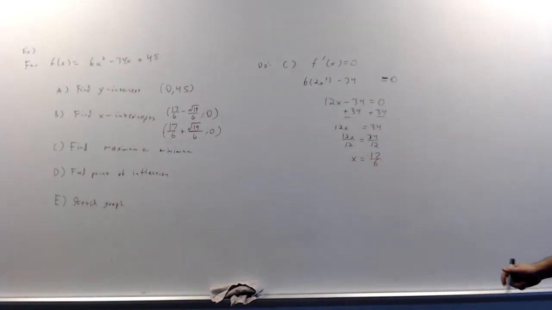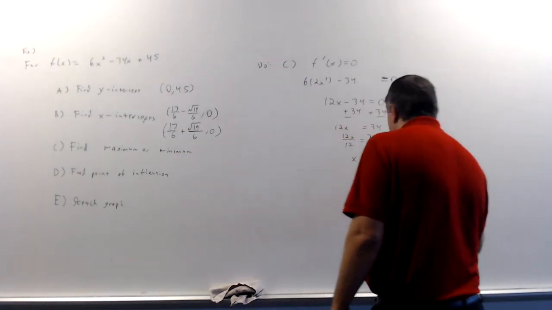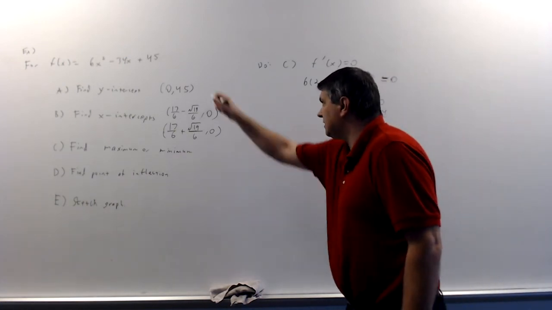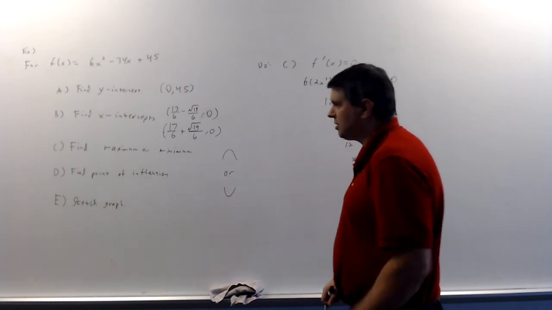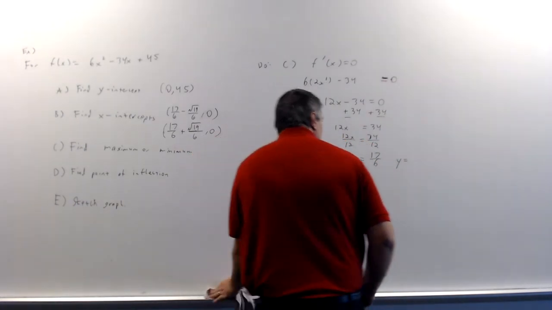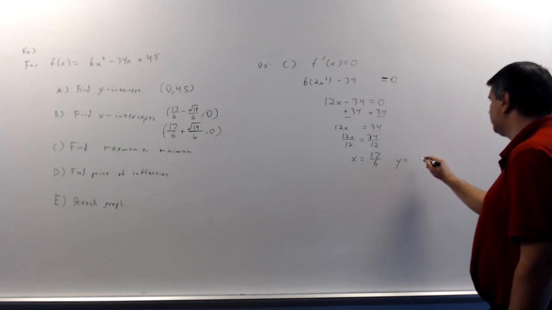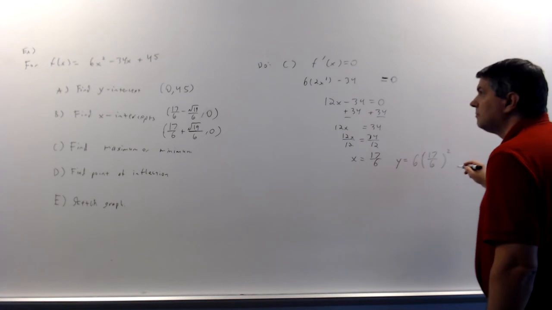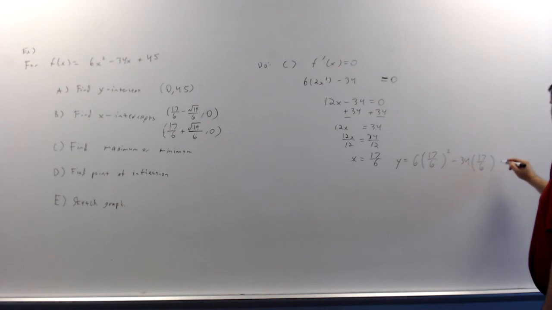Okay? But I need more than that. I also need the y-coordinate. By the way, I already know it's going to be a max or a min, because quadratics, x squared only take this shape or this shape. So I know it's a max or min. So y equals 6 times (17/6) squared minus 34 times 17/6 plus 45.